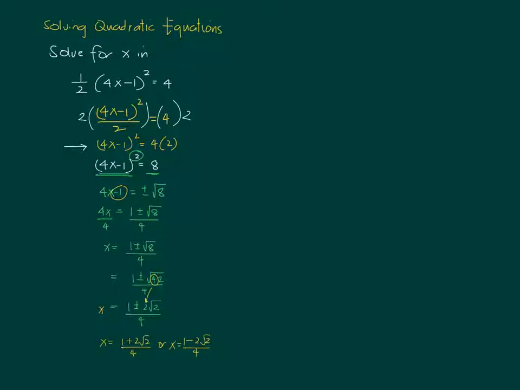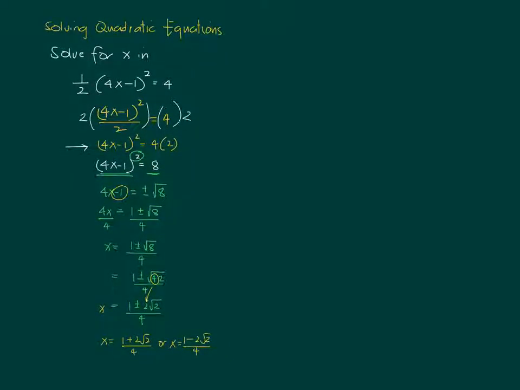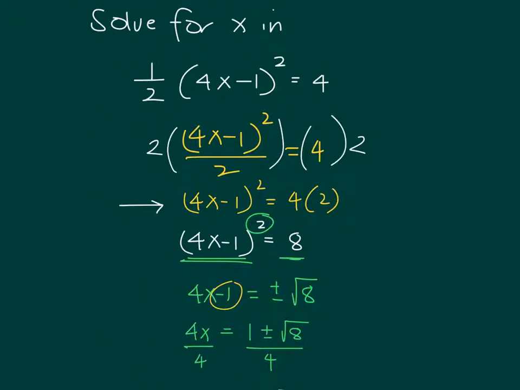So we use some properties of equalities. We multiply both sides by 2. See here, we multiply both sides by 2, and that's the same as cross multiplying the 2 to the 4. That will give you 8. Then you have (4x minus 1) squared. Now the key here, every time there is a square, to remove the square, you have to take the square root, because the reverse of square is square root.